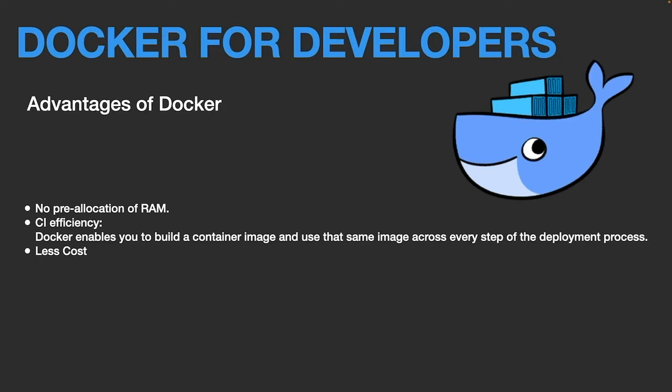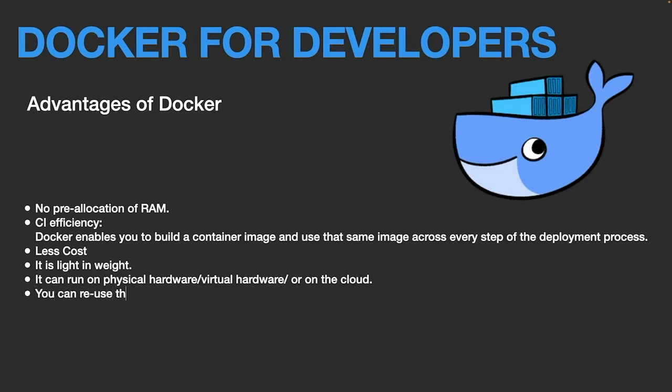The next advantage of Docker is less cost, because Docker is an open source platform, so you can use it for free. The next benefit is it is light in weight, because we don't need to pre-allocate any resources while building a Docker container for our application. It can run on physical hardware, virtual machine, or on the cloud. You just need to install Docker anywhere, and you can run any Docker image or container. You can reuse your image: you just need to build an image once, and then you can use it everywhere, anytime you want.